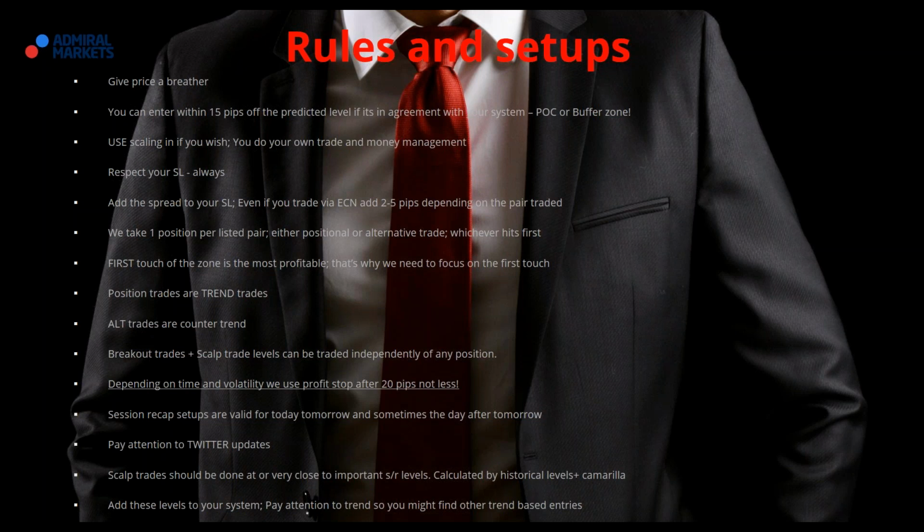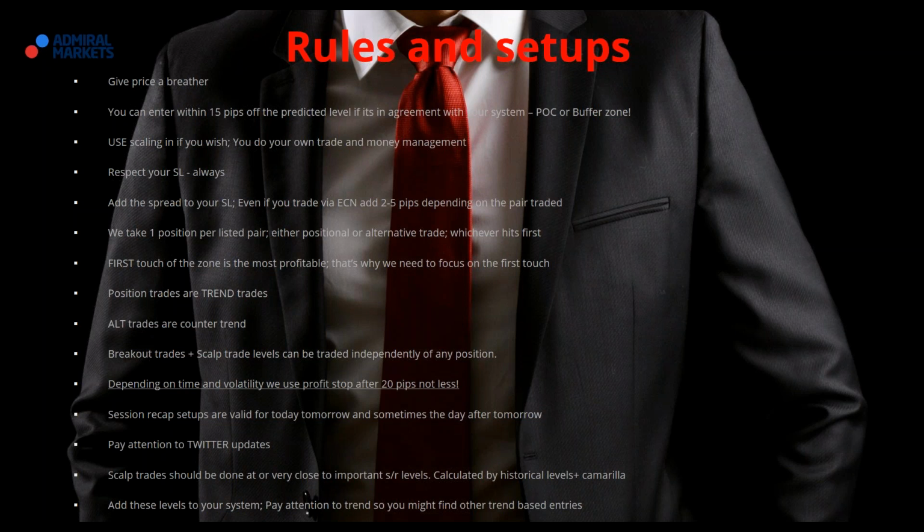Use scaling in if you wish, and you do your own trade and money management. You need to respect your stop loss, always. Add a spread to your stop loss, even if you trade via ECN, add 2 to 5 pip spread depending on pair traded. We take only one position per listed pair, so it will be either positional or alternative trade, whichever hits first. First touch of the zone is the most profitable. That is why we need to focus on the first touch.